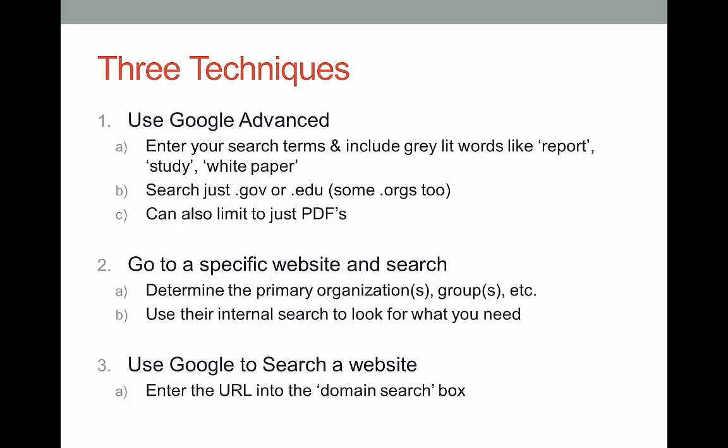Here are the three techniques for finding gray literature that we just covered. First, use Google Advanced. Second, you can go to a specific website and use their search engine to search, or you can use Google to search a website. Every search could benefit from looking beyond the library's resources. I can't believe I'm saying that, but it's true. So, don't forget these strategies for your future research topics. There's a lot more to gray literature and the invisible web, and I encourage you to learn more if you're interested. But I think these few tips I showed you here are enough to at least get you started.